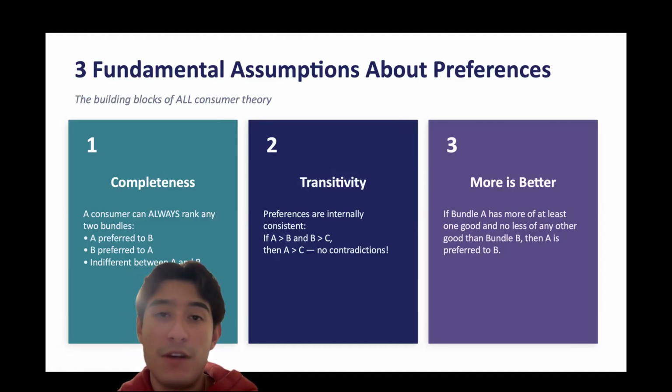Now, here's something that's very interesting. What happens when these assumptions fail? Imagine walking into a restaurant where the entire menu is written in a language that you just don't speak at all. You literally cannot rank the dishes whatsoever. Completeness fails, and our model can't predict your behavior. So our model works great most of the time, but not in every situation.